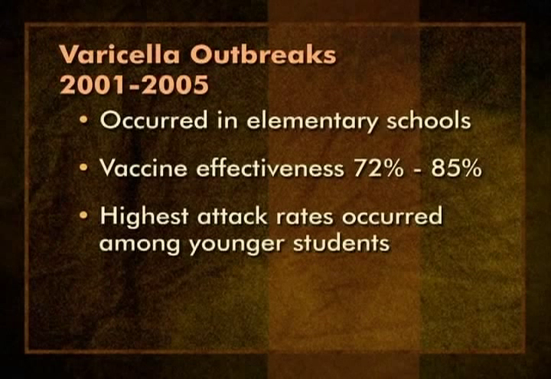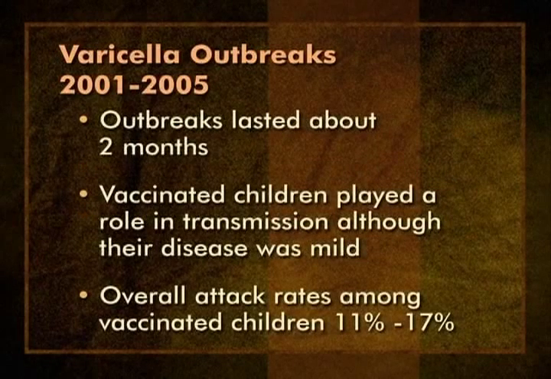Vaccine effectiveness was within the expected range of 72% to 85%, and the highest attack rates occurred among the younger students. In addition, each outbreak lasted about 2 months, and vaccinated children played a role in transmission, although their disease was mild. Overall attack rates among vaccinated children range between 11% and 17%, with attack rates in some classrooms as high as 40%. These data indicate that even in settings where almost everyone had received one dose and the vaccine performed as expected, varicella outbreaks could not be prevented.